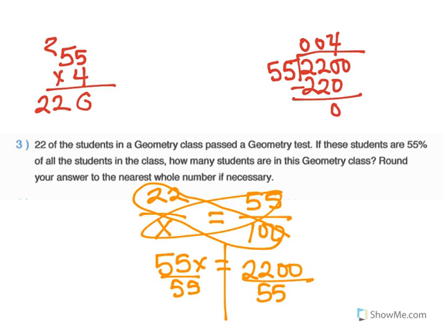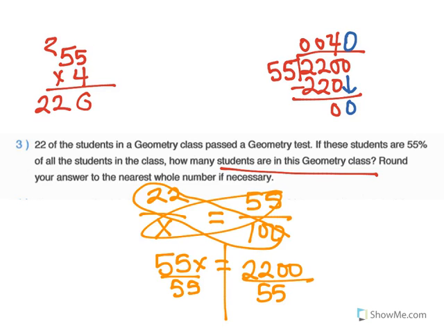That doesn't mean my answer is 4, because think about it. We're looking for how many students are in the geometry class. It wouldn't make sense to say there's 4 students in the geometry class. I still have this 0 right here that I have to bring down. So that means I can just bring that up. So it's really 40.